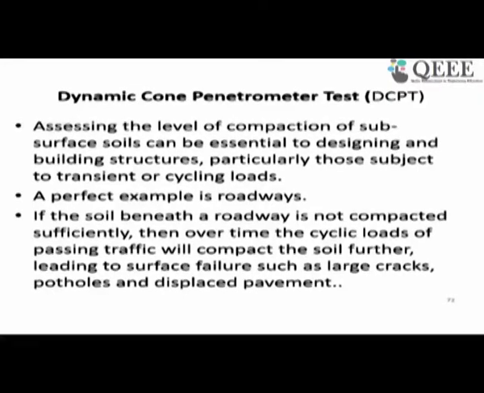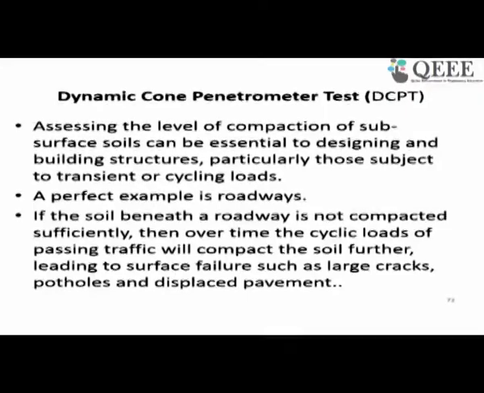The next is the dynamic cone penetration test. Here, as you can see, the compaction of subsurface soil can be essential in many cases, like in the case of highways, or where cyclic loading is common. So in the case of roadways, there will be cyclic loading, and proper compaction is to be studied before you lay the road.